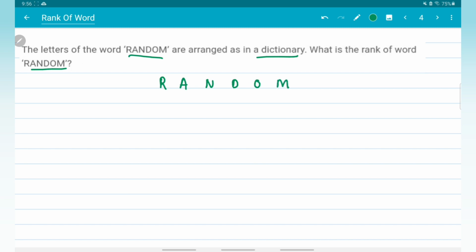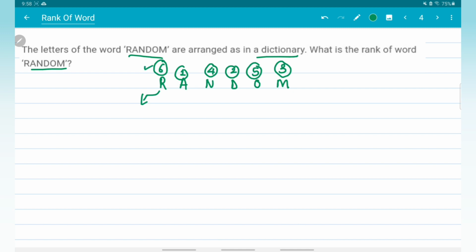Now the same procedure, we are going to number them in alphabetical order. So A comes first, then comes D, then in the third position comes M, in the fourth position comes N, then O will come, and in the last R will come. Now we are going to follow the same procedure.